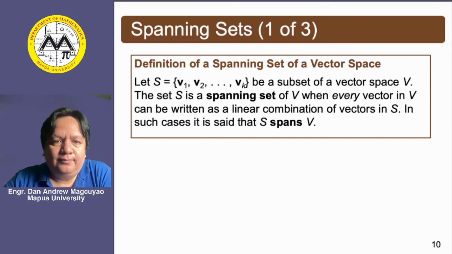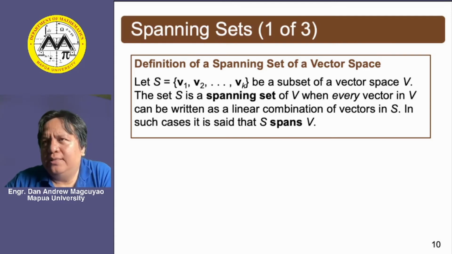Spanning sets. What is a spanning set? Let the set S be defined as the set of vectors V1, V2 up to V sub k, a subset of a vector space V. The set S is a spanning set of V when every vector in V can be written as a linear combination of vectors in S. In such cases, it is said that S spans V. So is the set S complete enough to define all the possible vectors in V?